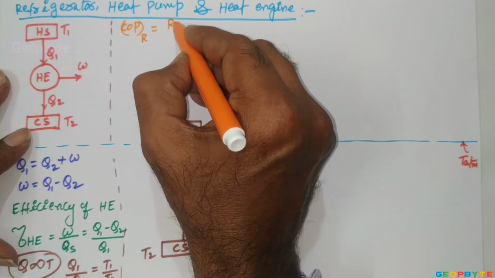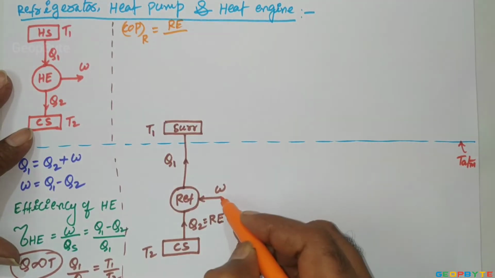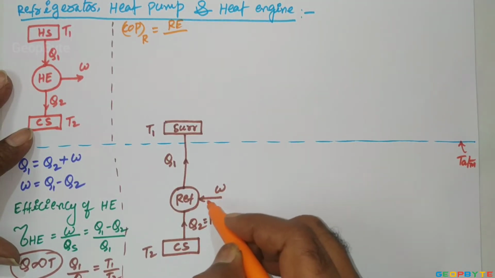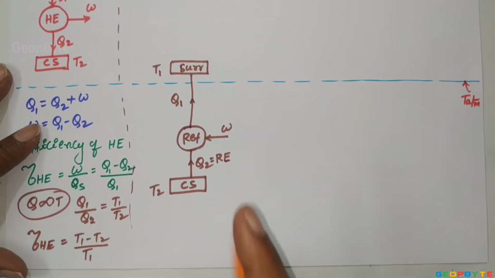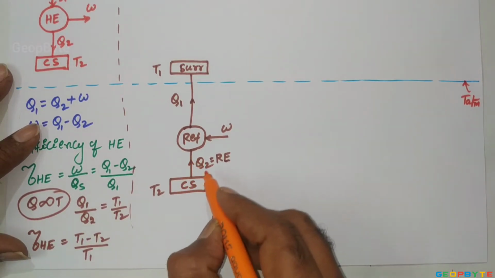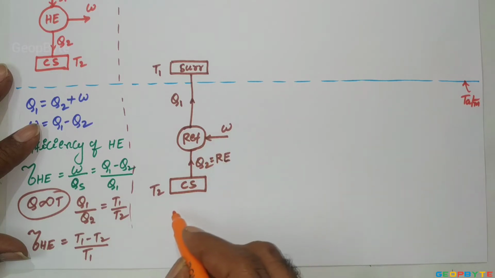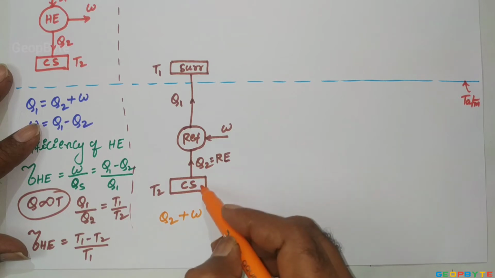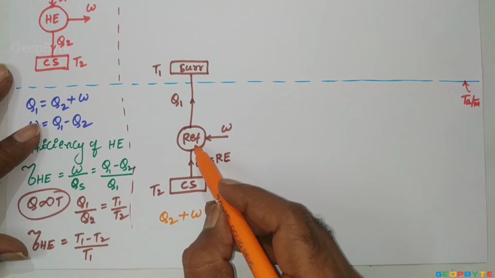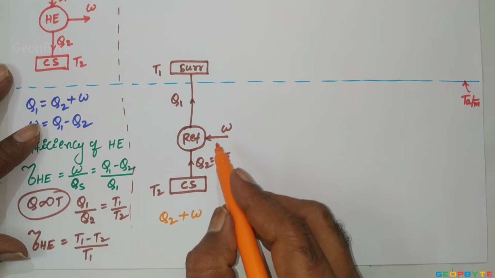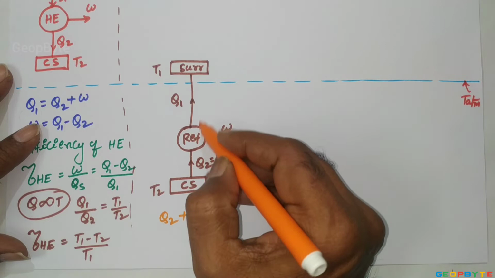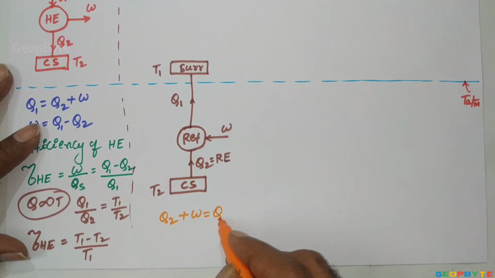Cooling effect is nothing but the refrigeration effect divided by the energy input to the refrigerator, W. Now the energy balance equation for the refrigerator: the energies entering the refrigerator are Q2 and W. Q2 is the energy entering the refrigerator from the cold source, and W is the work energy given to the system. Energy leaving the refrigerator is Q1.